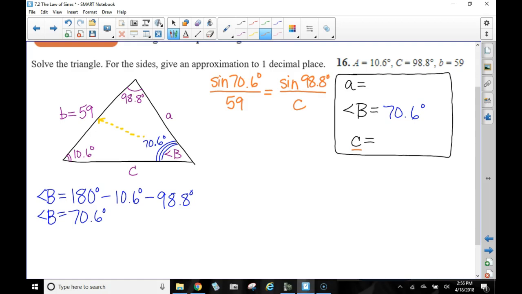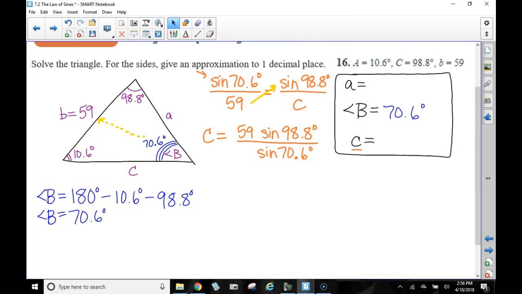Now when we cross multiply and divide to solve for this proportion, this is what we're going to crunch into our calculator. The cross multiplying part of it is 59 times the sine of 98.8 degrees, and then we're going to divide by the sine of 70.6. That's a little shortcut after you clear out your fractions and then do the algebra to solve for C. There it is. So when we punch that into our calculator, I'm going to show you that again here.